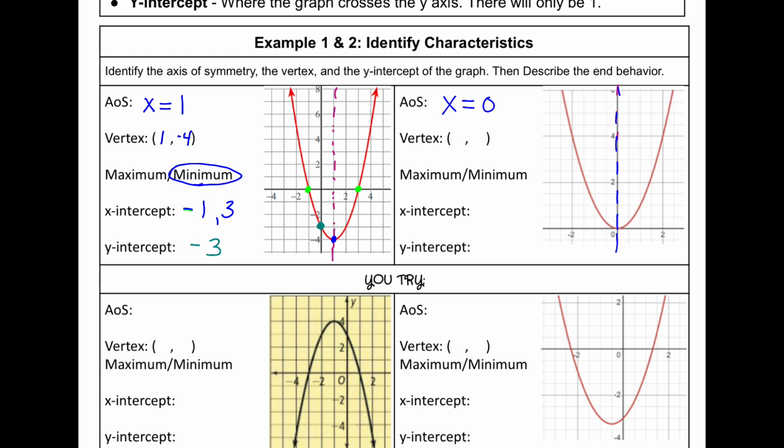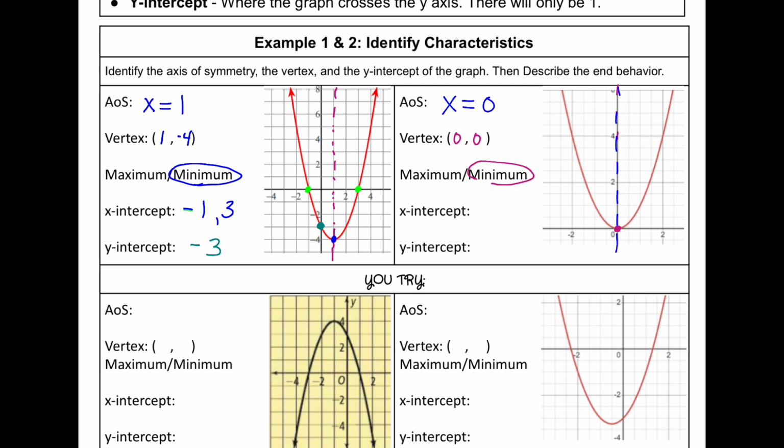The vertex is that point where it comes down, either lowest or highest. In this case, that vertex is at 0, 0. So that's what we need to put in there. Our maximum or minimum, remember we're picking, is it a minimum or is it a maximum? And that parabola does open up, which tells us that we do have a minimum.